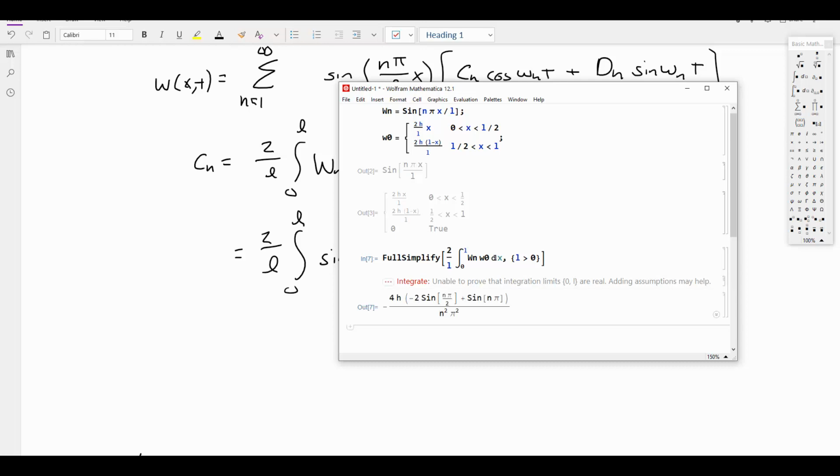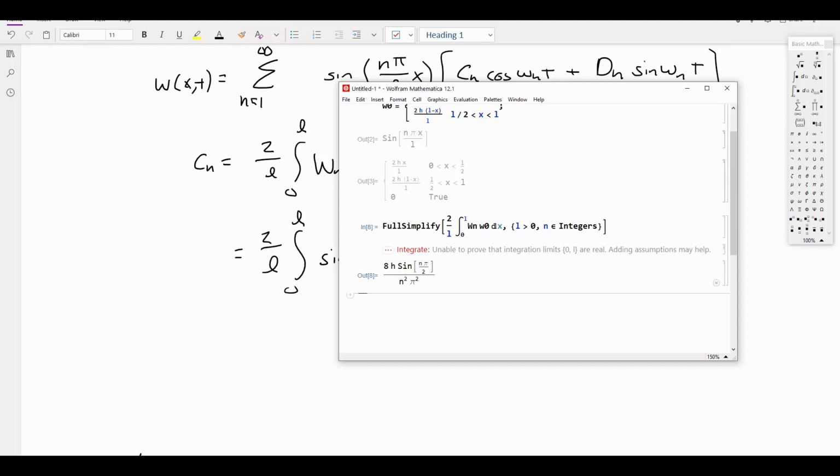Okay, and it was able to do some of the work for us. So now it liked that because it knows it's integrating from 0 to a positive number rather than 0 to a negative number. It gave it a little bit more information. And we can also say that n is going to be a member of the integers. And if we tell it that, we get even more simplifications happening. So it comes with this 8h times the sine of n pi over 2 over n squared h squared.